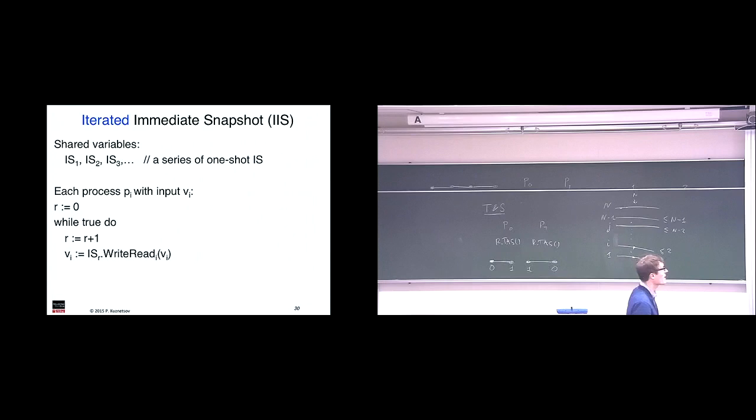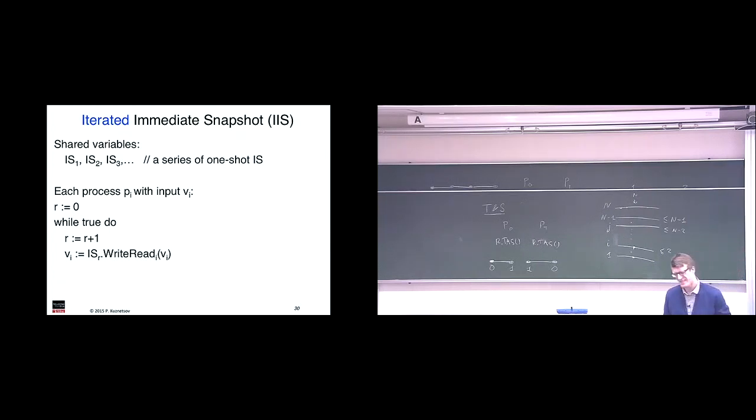So, the fact that some round of computation gives you some nice topological representation actually allows you to reuse it, to reiterate it. Here, instead of considering just one shot, this one-shot write-read thing, imagine that we can repeat it over and over again. So imagine we have this kind of problem. Each process Pi runs this kind of program.